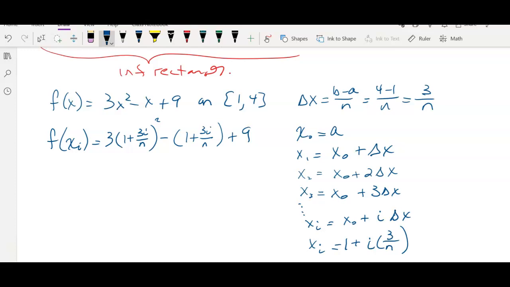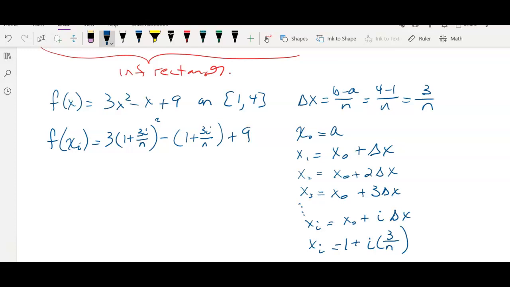Lucy. Say that again. I couldn't. How do I get what? Oh, x sub 0 is our initial value on our interval, which is our a, right? What is a in this particular problem? 1. So if x sub 0 is a and a is 1, that's how I replaced it.